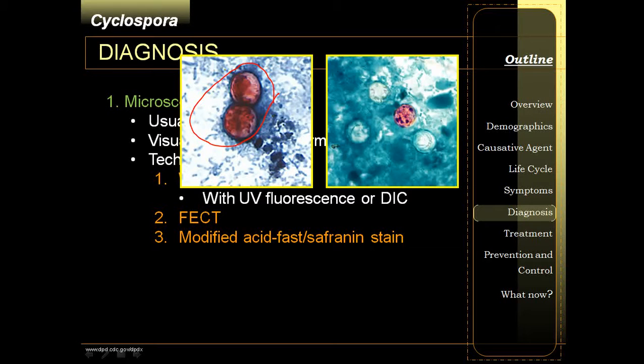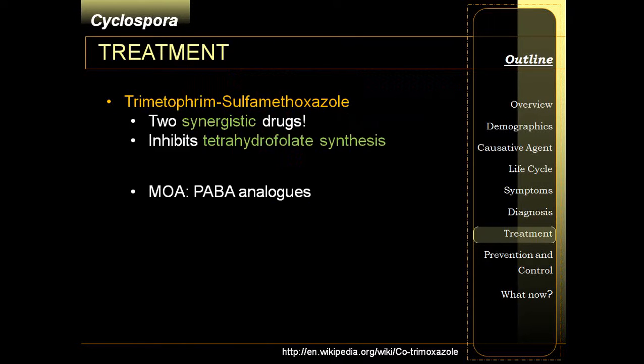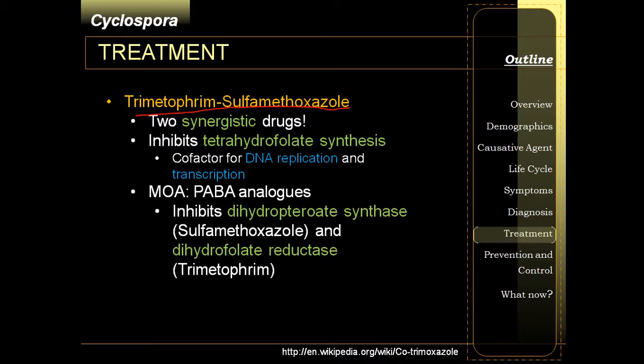So that is a reddish acid-fast Cyclospora cyst. This is a safranin stain, staining red as well. And these are ghosts, wherein these are empty cysts. These are dead cysts already, probably due to treatment. How do you treat Cyclospora? Cotrimoxazole or trimethoprim-sulfamethoxazole. Now please study the mechanism of action in more detail.